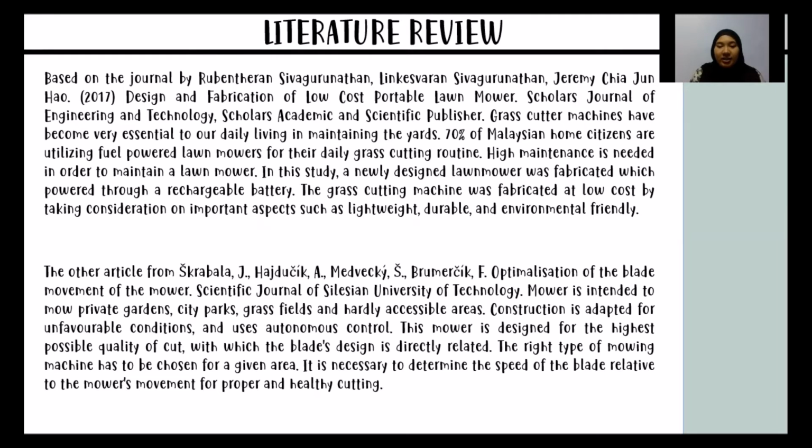The second article is talking about optimization of the blade movement for the mower. The mower is intended to mow private gardens, city parks, grass fields, and hardly accessible areas. Construction is adapted for unfavorable conditions and uses autonomous control. This mower is designed for the highest possible quality of cut, with which the blade's design is directly related. The right type of mowing machine has to be chosen for a given area. It is necessary to determine the speed of the blade relative to the mower's movement for proper and healthy cutting.